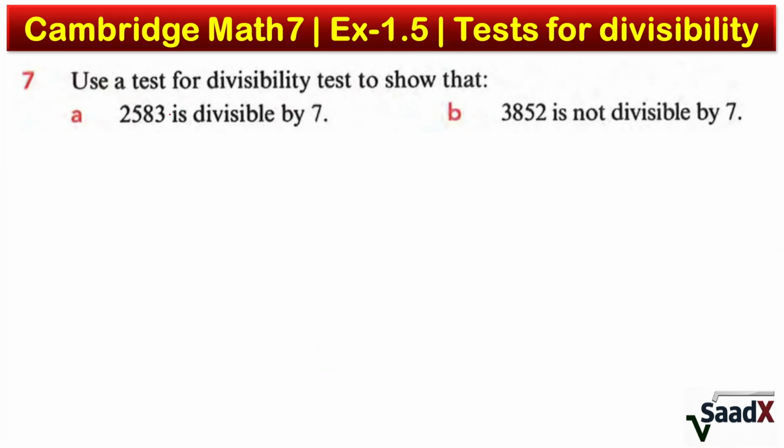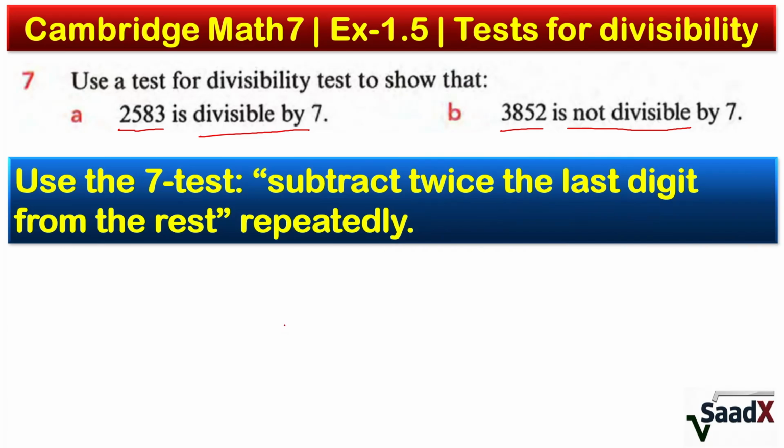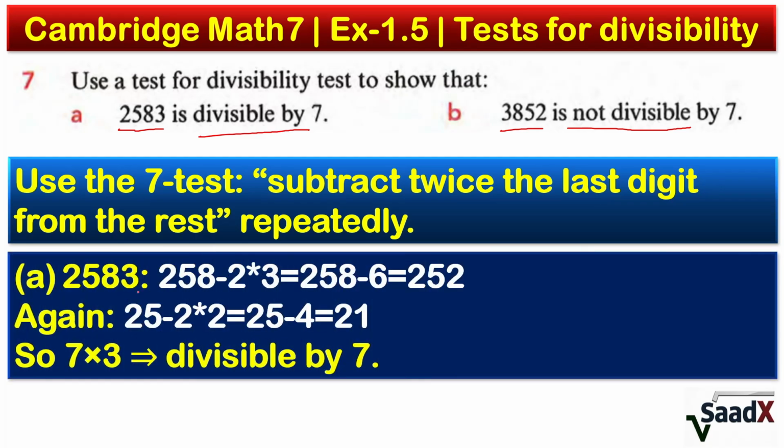Question 7. Use a test for divisibility to show that 2583 is divisible by 7 and 3852 is not divisible by 7. So by this part we will learn which numbers can be divisible by 7. Use the 7 test, which is to subtract twice the last digit from the rest, repeatedly. How? Look, here is 2583. So 258 is the rest, and the last digit we will double.